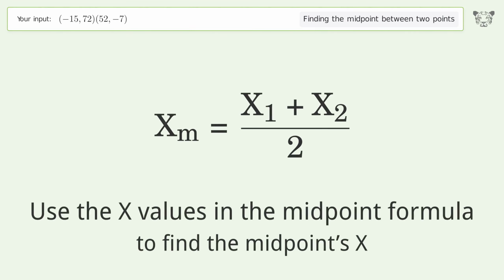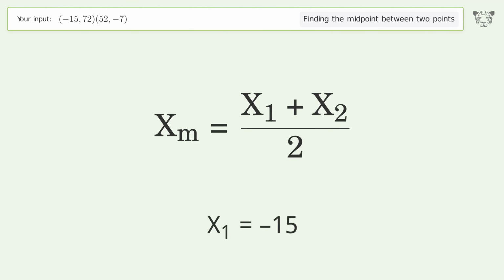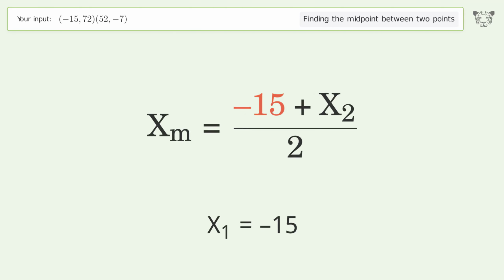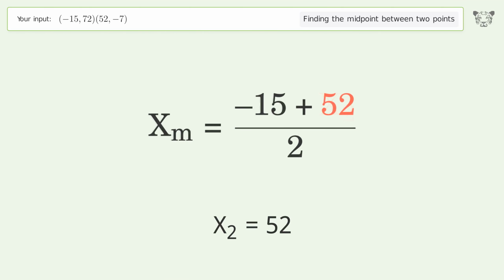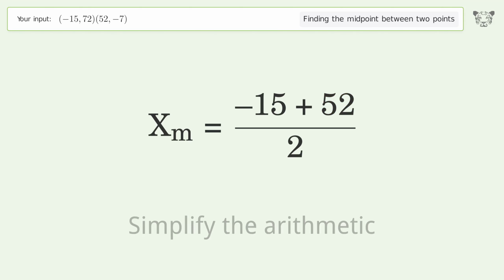Use the x values in the midpoint formula to find the midpoint's x. x1 equals -15. x2 equals 52. Simplify the arithmetic.